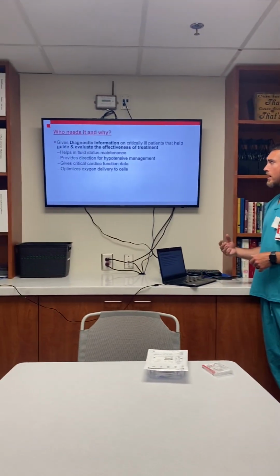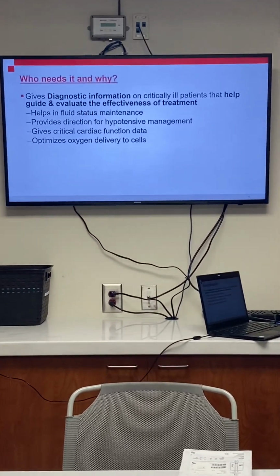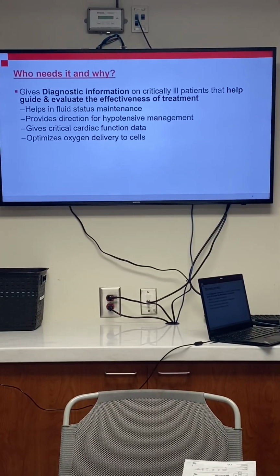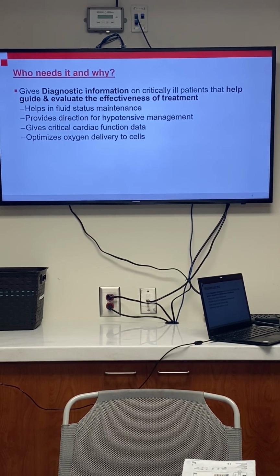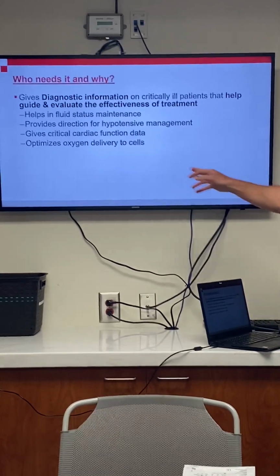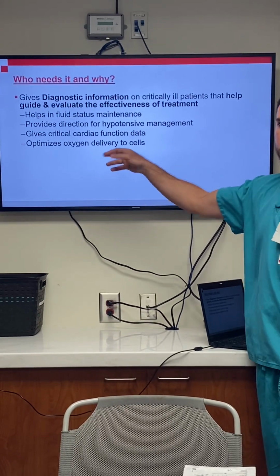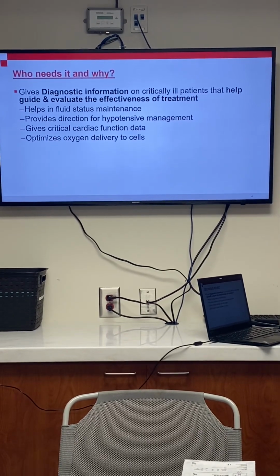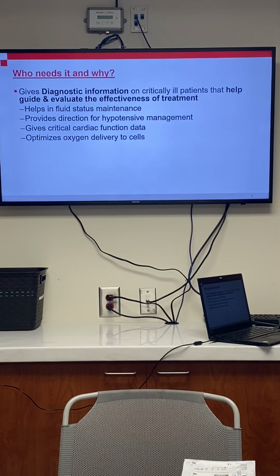So who needs it and why, right? I don't think the acuity on the units is getting any less. I think we're getting more and more sick patients. So if we can get more data to see what's going on with their patient, I always think that's a good thing. So obviously, if you have someone who you need to give fluid management to, someone who has low blood pressure, or we want to look at that cardiac function data, those are really important things to look at. And this is the goal: optimize oxygen delivery to the cells. If we don't get oxygen to the cells, we can only undergo anaerobic metabolism for so long. Cells end up producing lactic acid, then they die, then we get organ failure, and so forth.